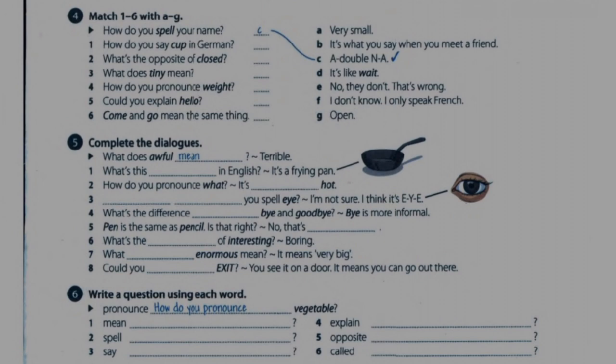Number 6. What's the opposite of interesting? Boring. Number 7. What does enormous mean? It means very big. Number 8. Could you explain exit? You see it on a door. It means you can go out there.